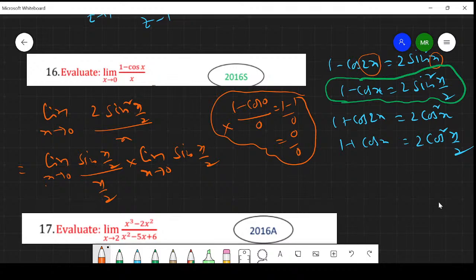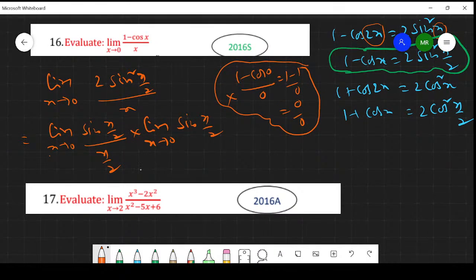You know sin theta by theta is 1. If you substitute the limit, this term will be 1. 1 into, substituting the limit, sin 0. So it comes 1 into sin 0, which is 0. Your answer is 0.